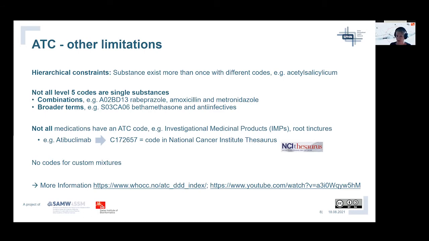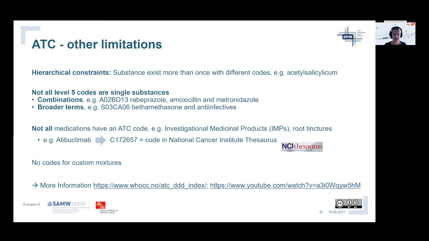So investigational medicinal products, so-called IMPs, for example, are not yet in ATC as long as they are under investigation, but you can find them in the National Cancer Institute thesaurus, for example, with also a unique identifier, as you can see here. Then you have diseases where you have more custom mixture substances, like in oncology, and there are not always the codes for those mixtures in there. Some more information you can find under these links about ATC, and the links, we will share the slides, so the links will be available to you.